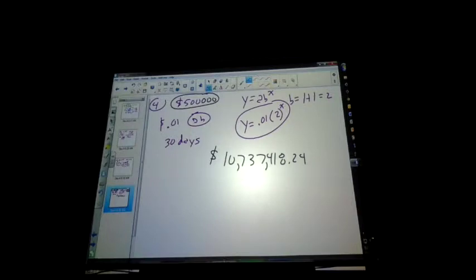Huh? $10 million to pay out? I don't know how much professors make, but I don't think they have $10 million to give out real quick.